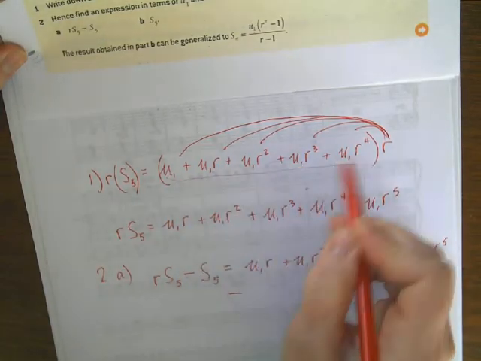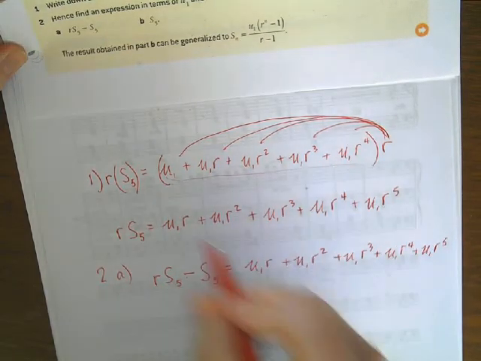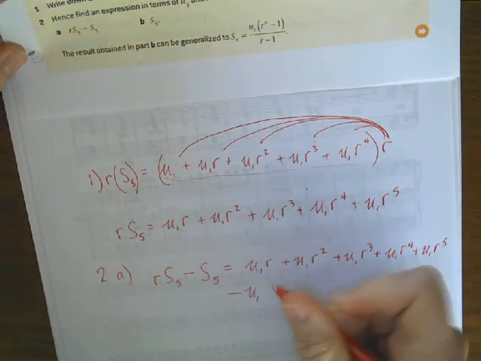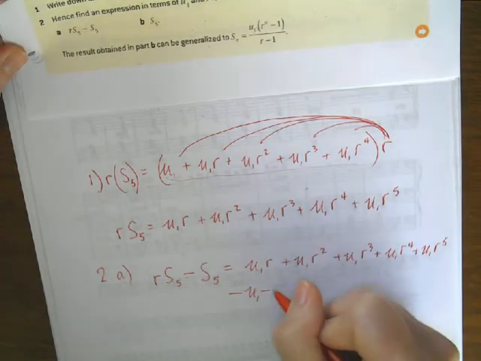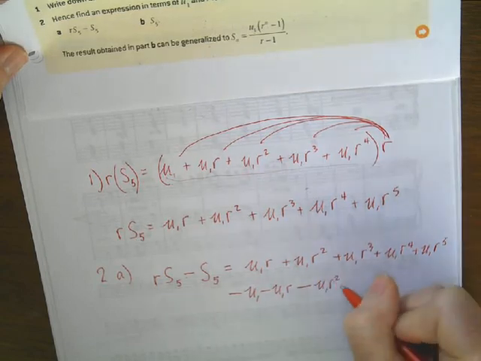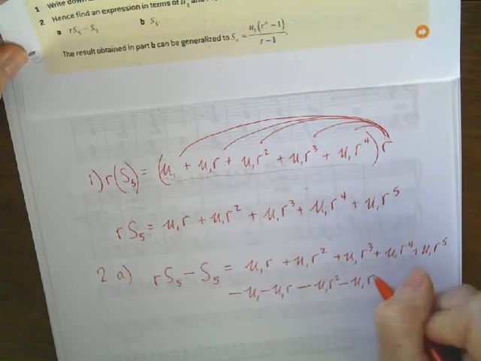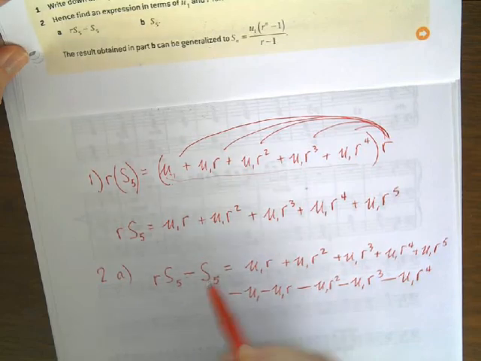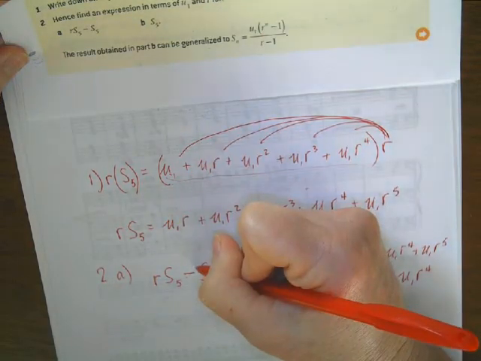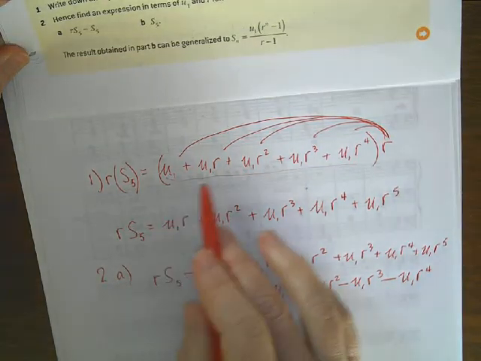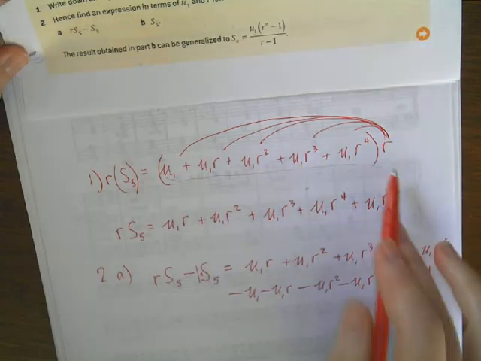So each one of these terms is going to get subtracted. I'm going to subtract u sub 1, and then subtract u sub 1 r, and subtract u sub 1 r squared, and subtract u sub 1 r cubed, and subtract u sub 1 r to the 4th. Because I'm subtracting all of this, you can think about it as negative 1 times the sum of the first 5 terms, which is this. So if I multiply each of these by negative 1, I get these.